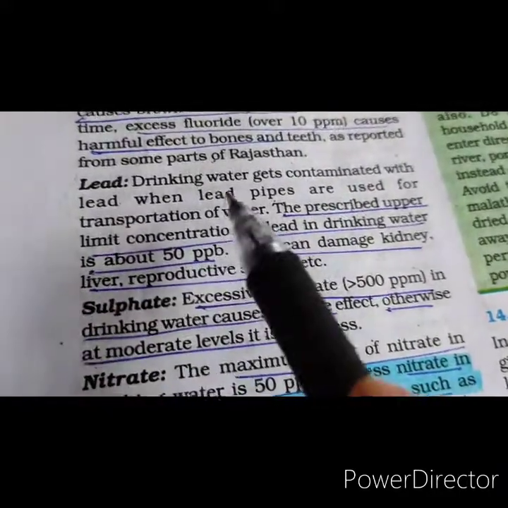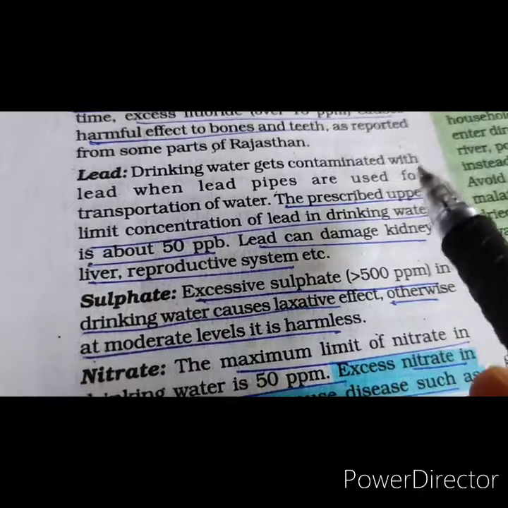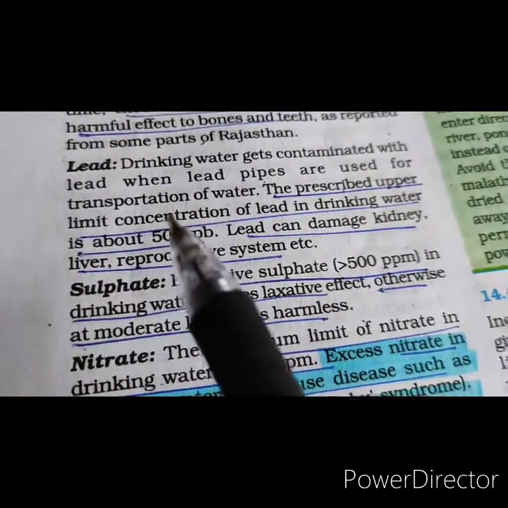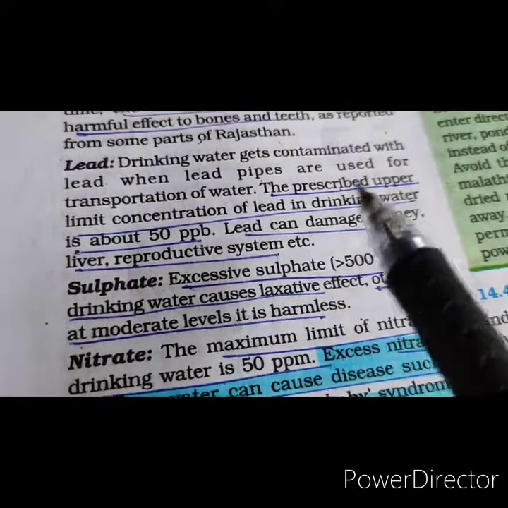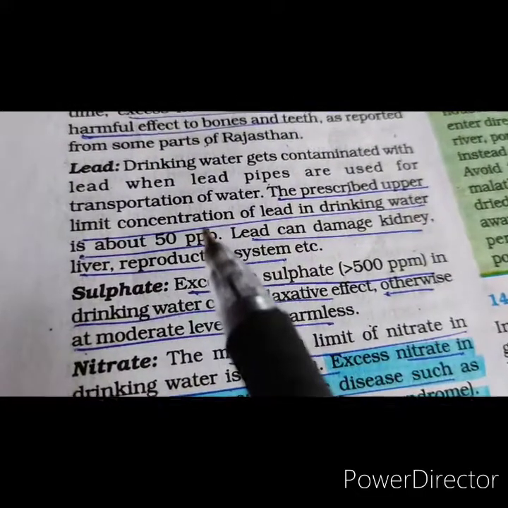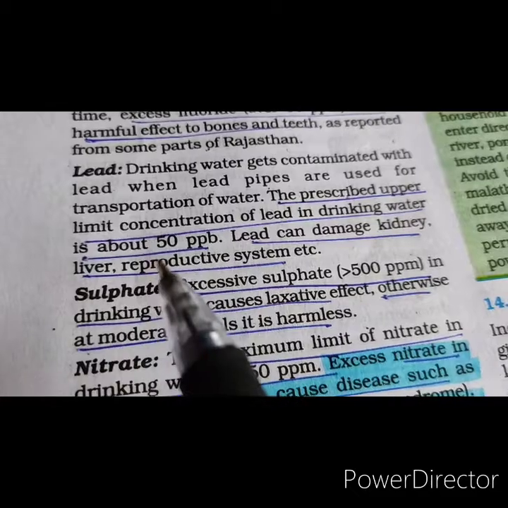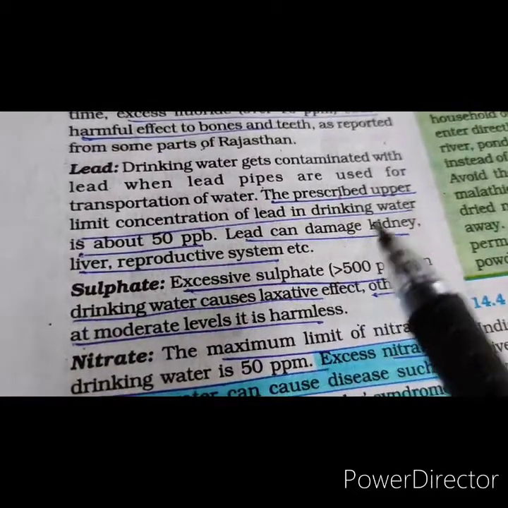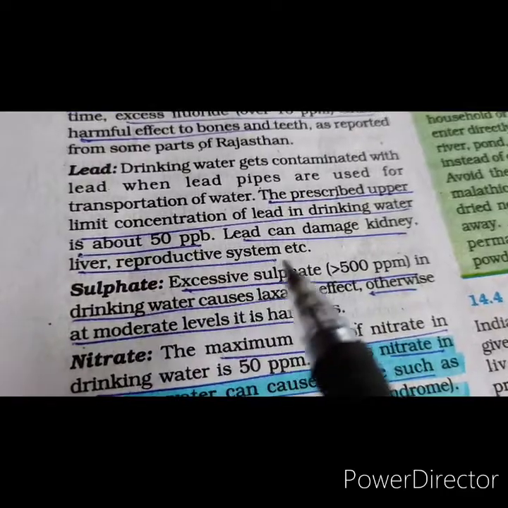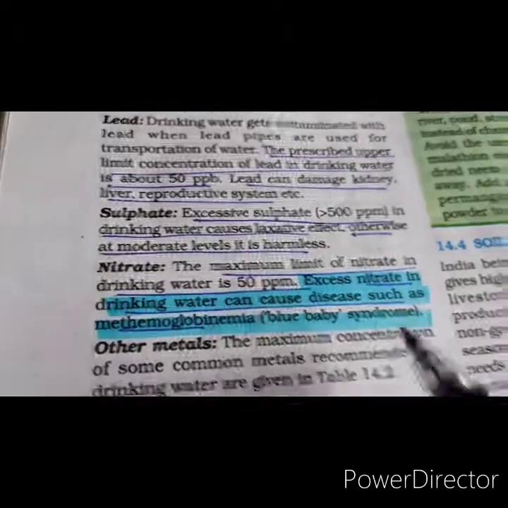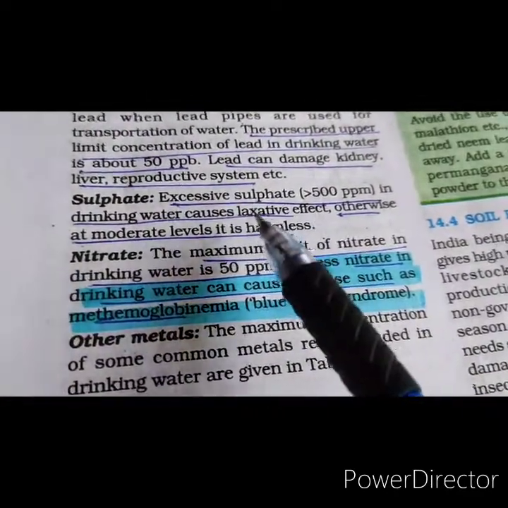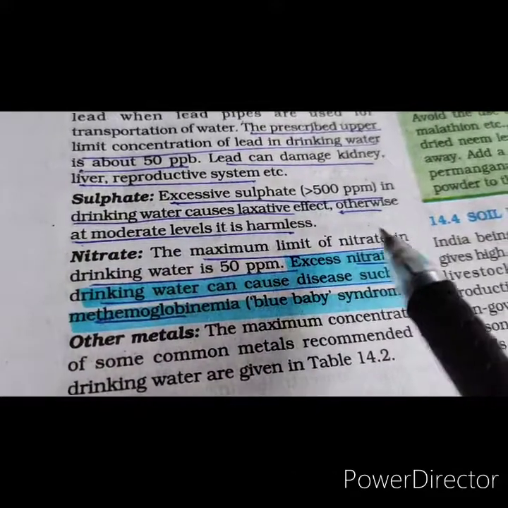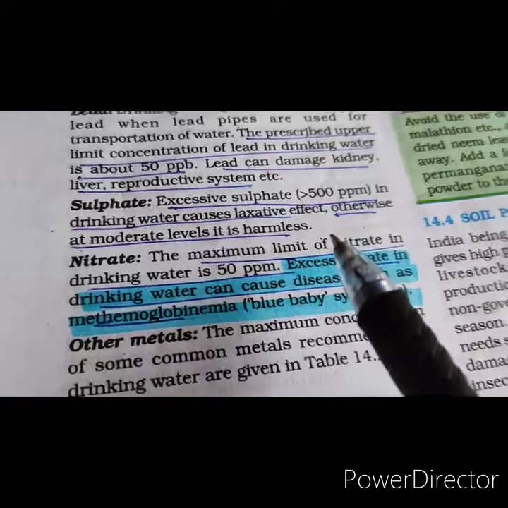Then lead. Drinking water is also contaminated with lead. When lead pipes are used for transportation of water, the prescribed upper limit concentration of lead in drinking water is about 50 parts per billion. Lead can damage the kidney, liver and reproductive systems. Then we come to sulfate. Excessive sulfate in drinking water causes a laxative effect. At a moderate level, it is harmless.